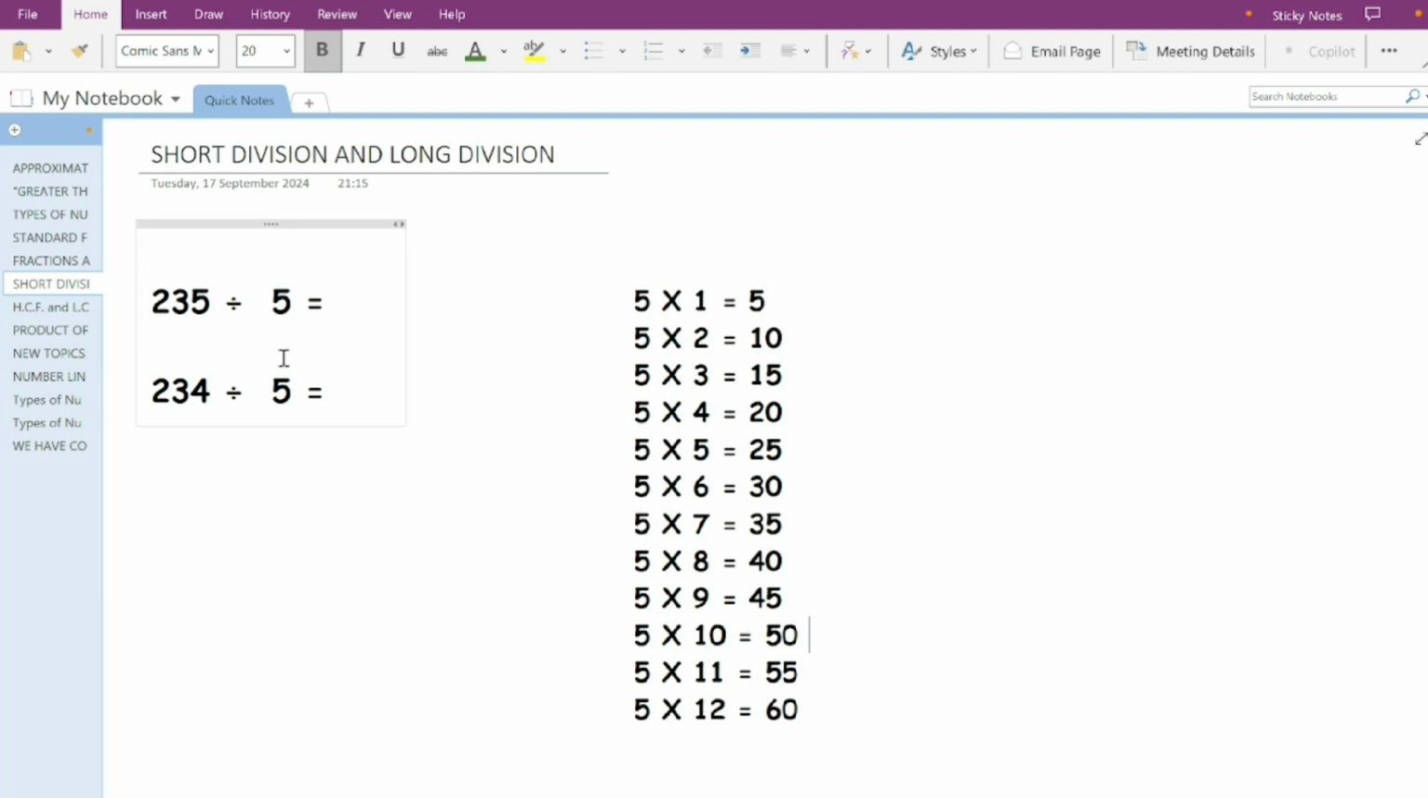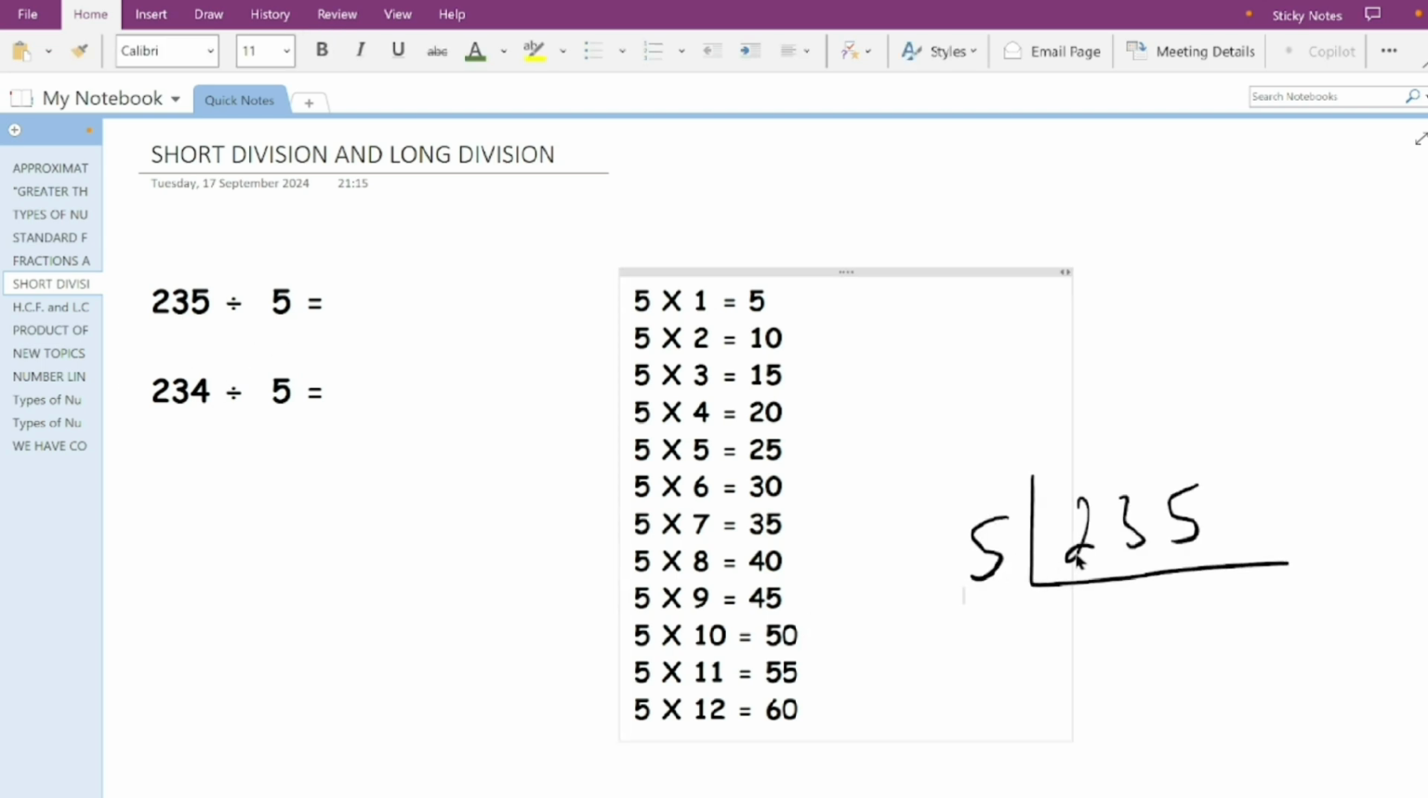Let's start with the short division. For those that might still struggle with the short division, these are multiples of 5 and we're dividing these two numbers by 5. We have the first one as 235 divided by 5 using short division first. 5 can't go in 2. 2 is smaller than 5. 2 can't go, so we'll join it and make it 2 and 3.